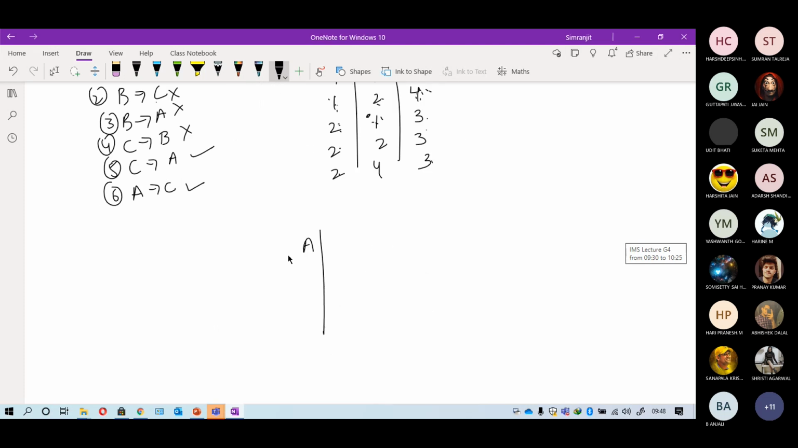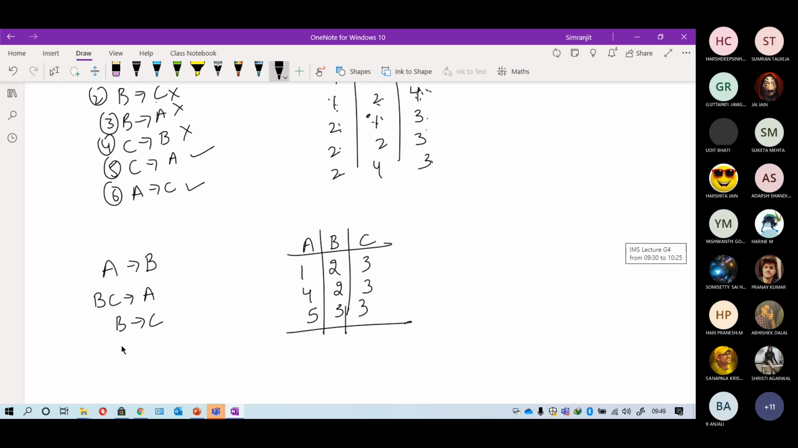So how can you do that? Solve this question: A, B, C: 1, 2, 3; 4, 2, 3; 5, 3, 3. Tell me which functional dependency holds. Now I am adding one thing, that is BC tends to A. So this one, B tends to C, and A tends to C, AC tends to A. 1, 2, 3, 4. Tell me which of the functional dependency holds. Do it, very easy.